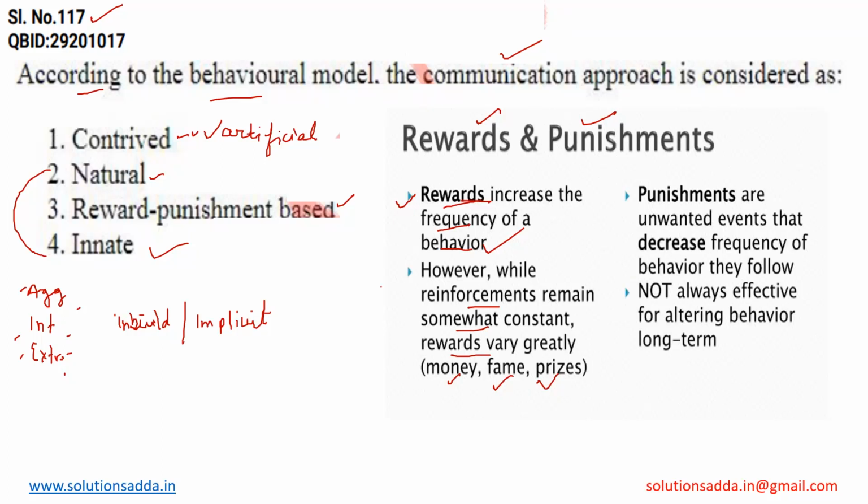Now, in terms of punishment, punishments are unwanted events that decrease the frequency of the behavior they follow. That means if a student misbehaves in class or doesn't do his or her homework on time and is given punishment for it, it is not always effective for altering behavior in the long term. The approach used by the teacher, which comes under the behavioral model, is reward and punishment based. So the correct option for this question will be option number 3.